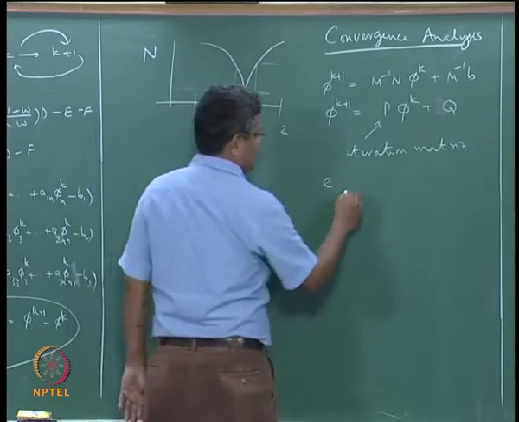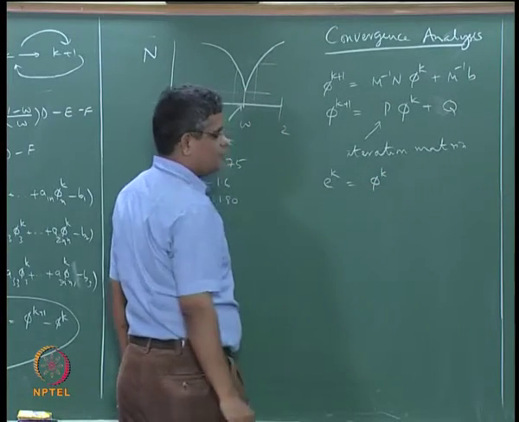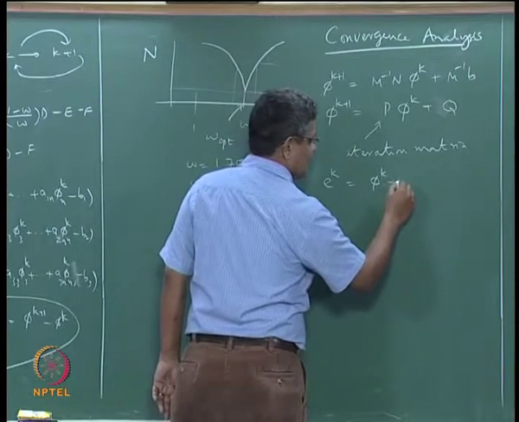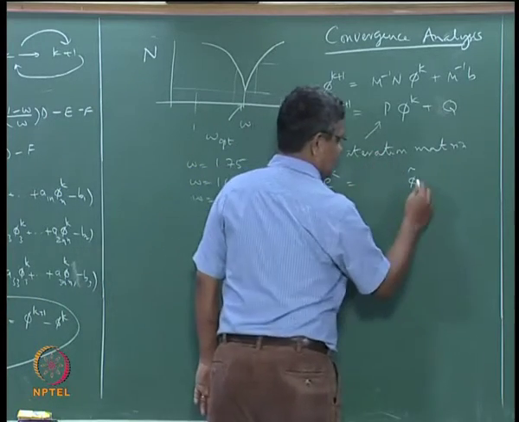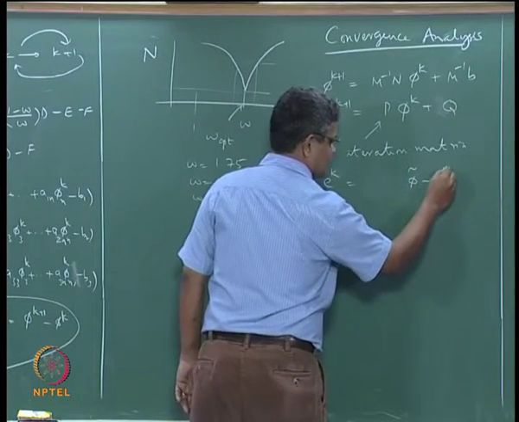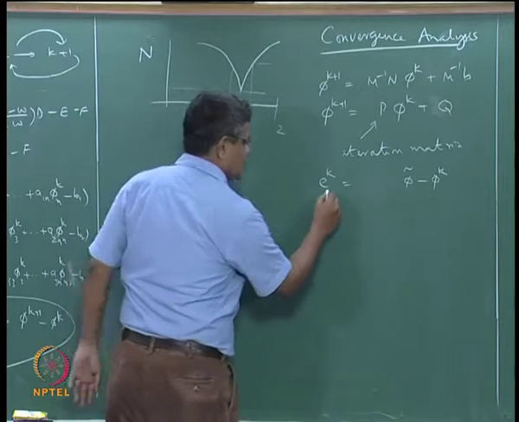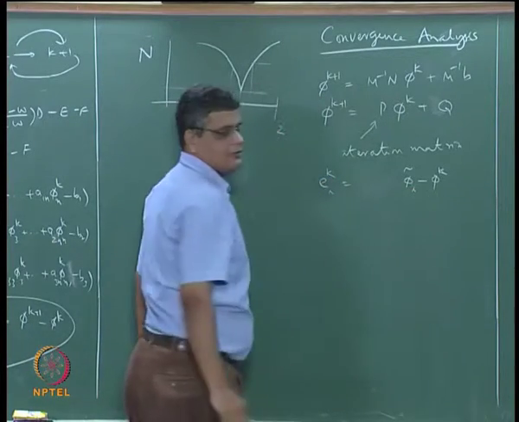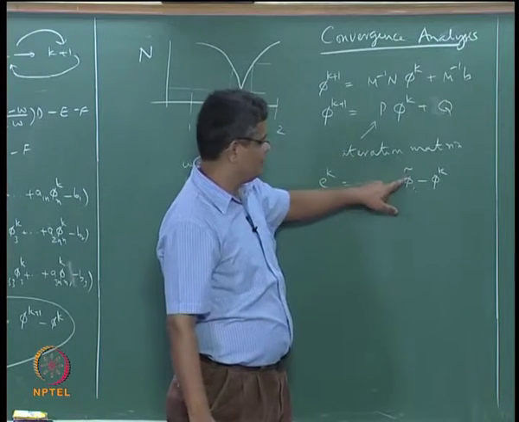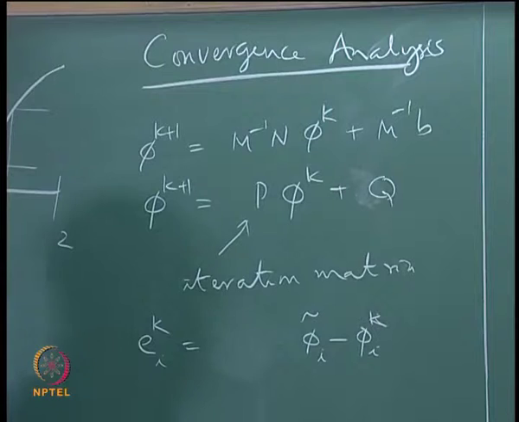So now let us say that the error at the kth iteration is phi k, which is the current estimate of the value phi, minus phi tilde, where tilde is the exact solution. We can put it as the exact solution minus the approximation that we have. If we have n equations, there are n estimations. So we can say that for the ith variable at the kth iteration, the error is the exact value of phi i, which we are denoting by phi tilde, minus the current estimate of that particular variable at the kth iteration. So this is the error here.